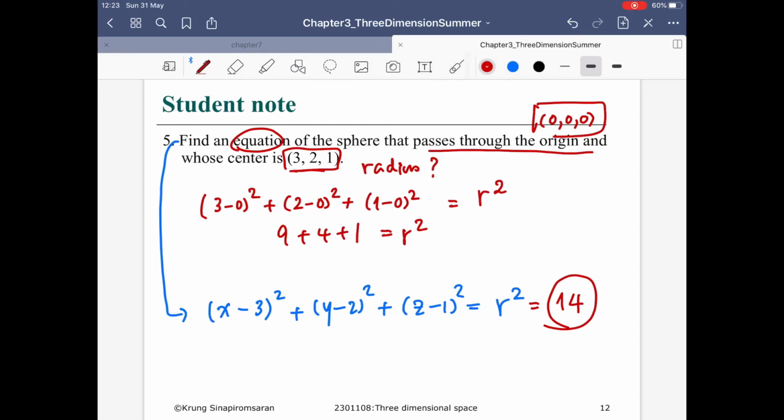Okay, so that will be the equation of the sphere that you need. We are going to stop this video clip at this point, and in the next one we are going to talk about vectors in 3-dimensional space. You may need to go back and review vectors in 2-dimensional space that you have learned before.